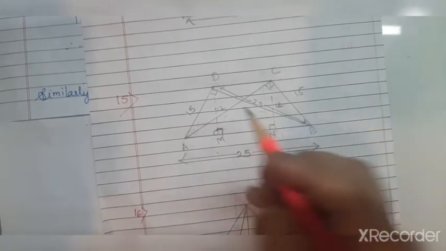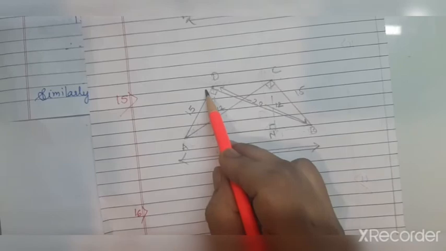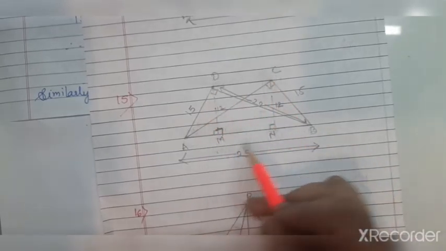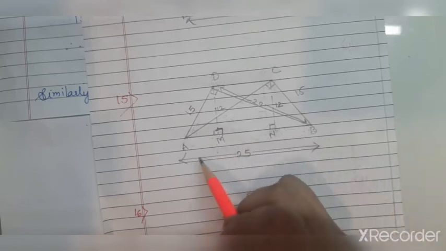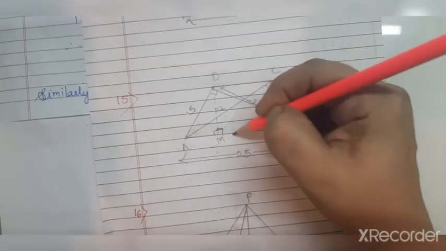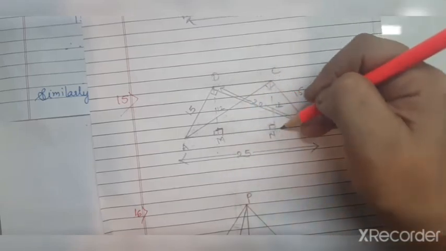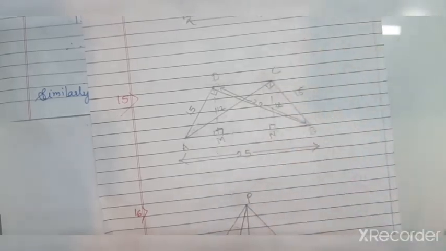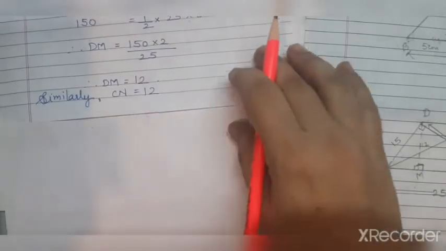Or you can also use that property that if this is a quadrilateral DCNM, then the adjacent angles are supplementary. Therefore, it's parallel. DM is congruent to CN and DM is parallel to CN. Therefore, DMNC is a parallelogram. So, we will write that down first. So, how do we write that?